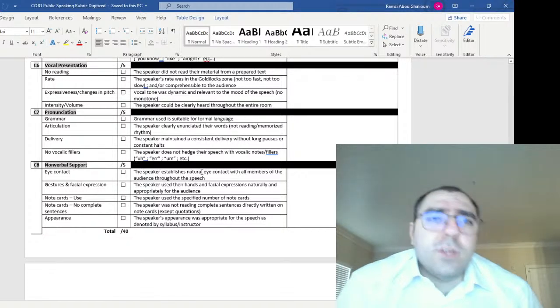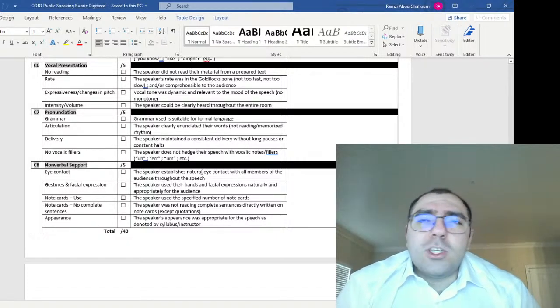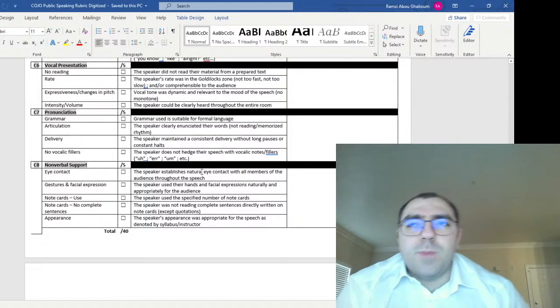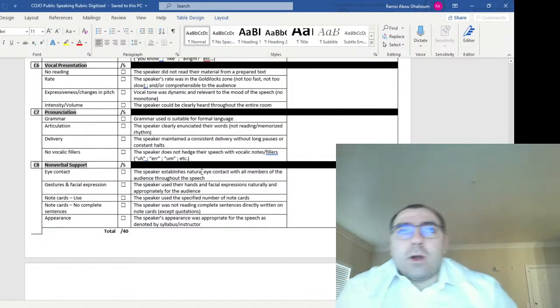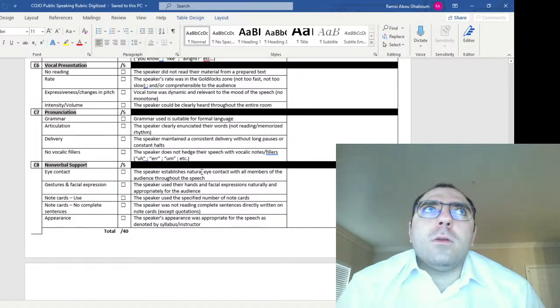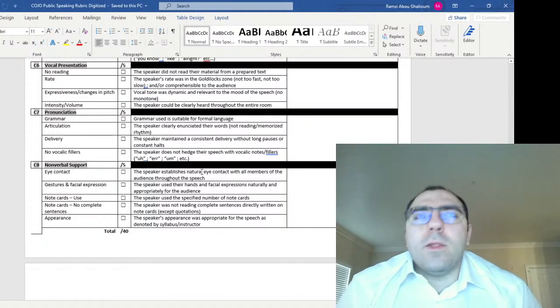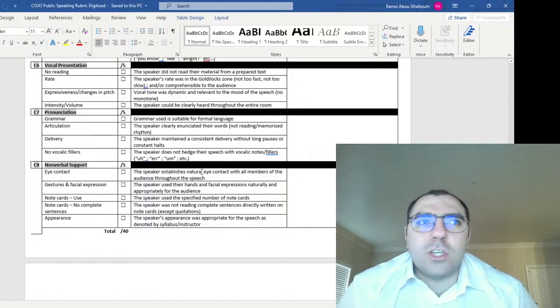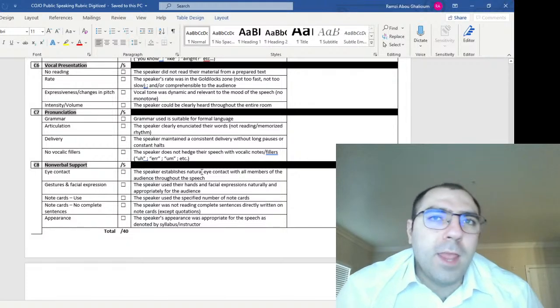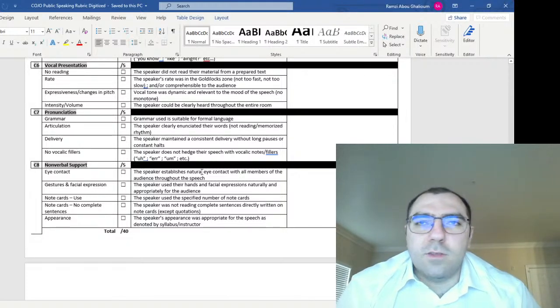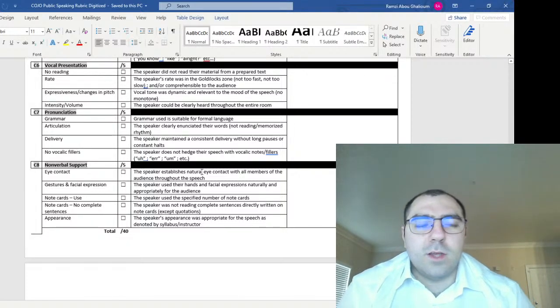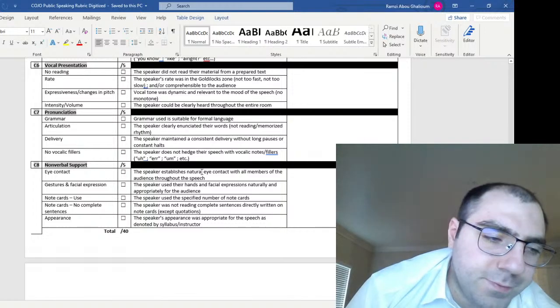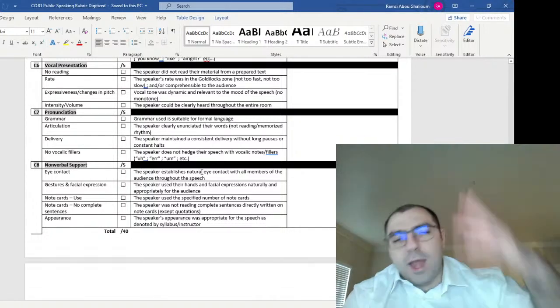Articulation, this is sort of the same as rate. You want to make sure that people are understanding the words that you're saying, especially jargon. If you're a marine biologist or studying genetics or engineering or even English, and talking about things like the subjunctive mood and subject-object differentiation, nominative versus accusative, any of that sort of thing.